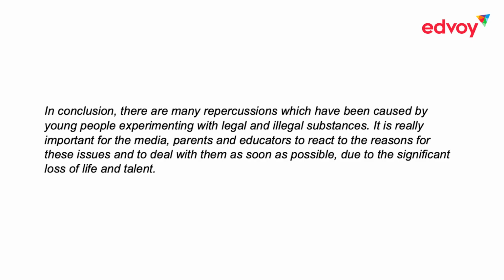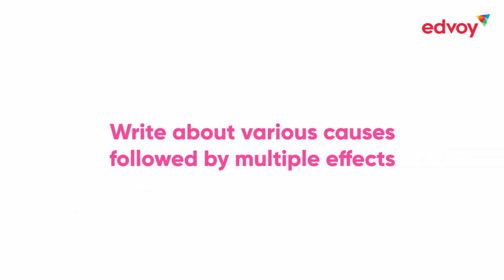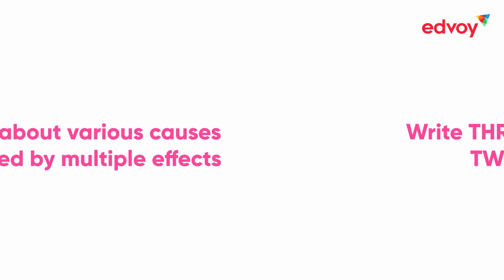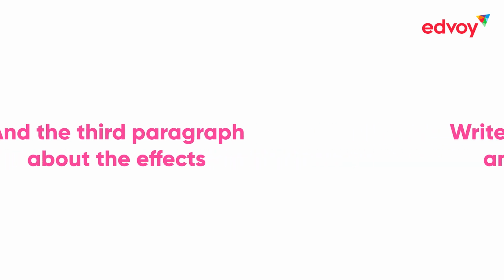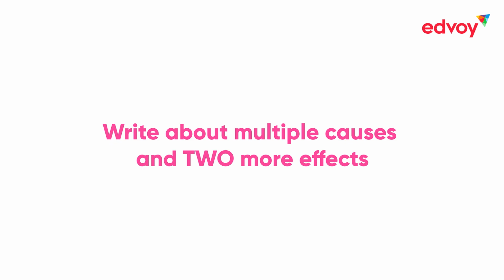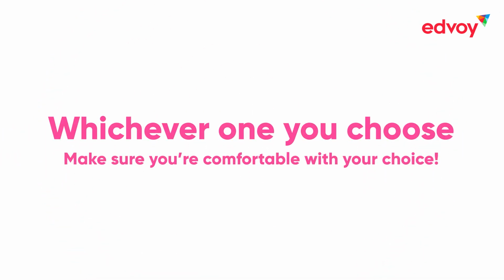Now, let's move on to the main body paragraphs. There are a number of ways that you can structure these paragraphs. You may decide to introduce a cause in each paragraph and support it with the effects. You might prefer to write about various causes in the first paragraph and follow it with a paragraph outlining multiple effects. Or you could even write 3 paragraphs with each of the first 2 paragraphs covering 2 different causes and the third paragraph about the effects. Or even still, writing about multiple causes in the first paragraph with the other 2 paragraphs discussing 2 different effects. Whichever one you choose, make sure it's one that you feel comfortable with.